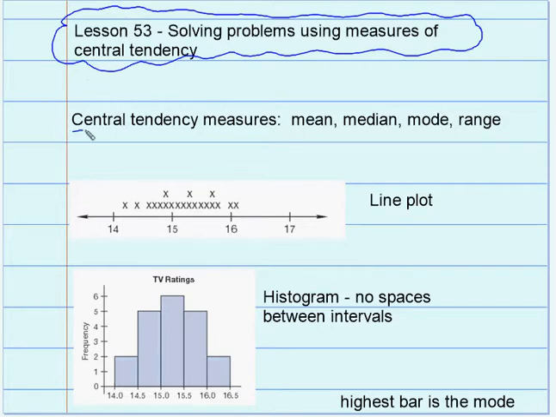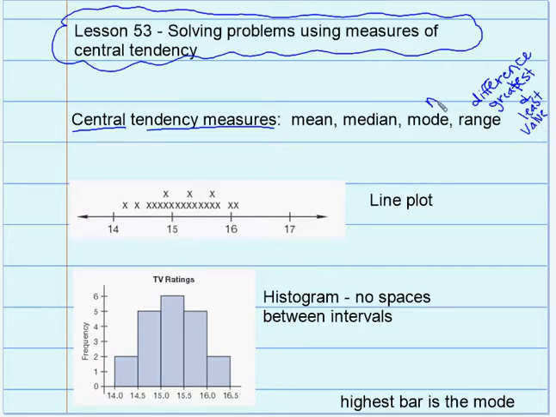Okay, so remember that central tendency measures are the mean, the median, the mode, and the range. And remember that the range is the difference between the greatest and least value.